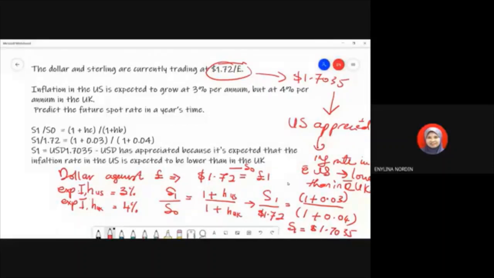In another example, I do have another example. You can refer to this one. Let's say I give you another piece of information.